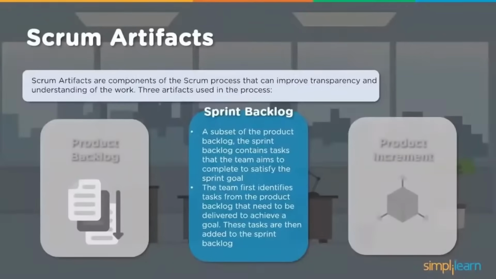Once it is agreed, the team should first identify the tasks from the product backlog that need to be delivered to achieve the goal. These tasks are then added to the sprint backlog, so there should be an agreement between both. And once it is agreed as part of that sprint, the deliverable, the output of the sprint, would be the one which needs to be completed as part of it: the objectives, the goal, the results, which is specific working software.